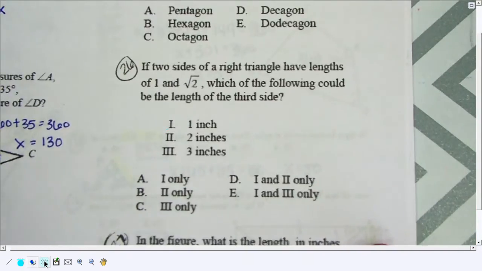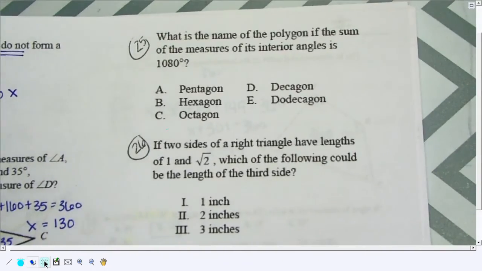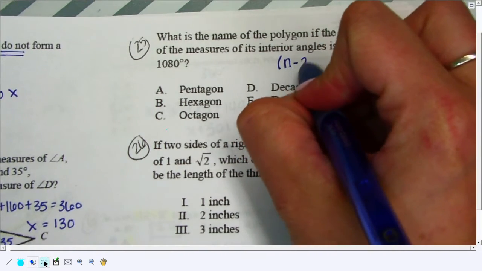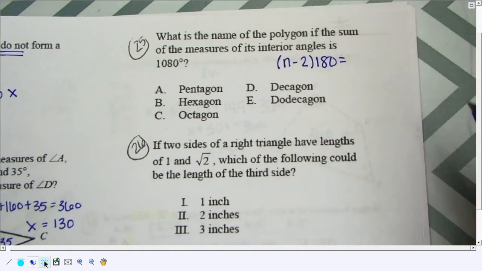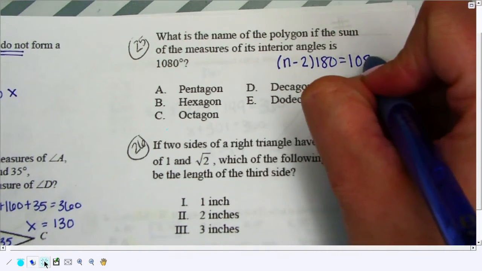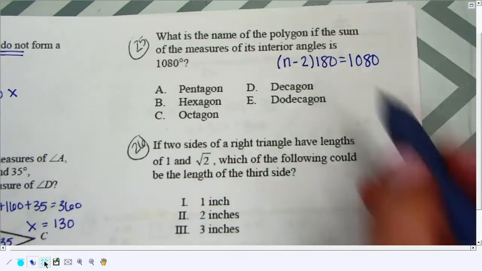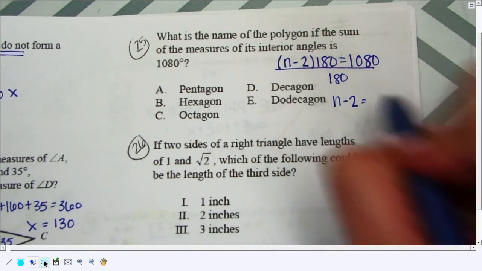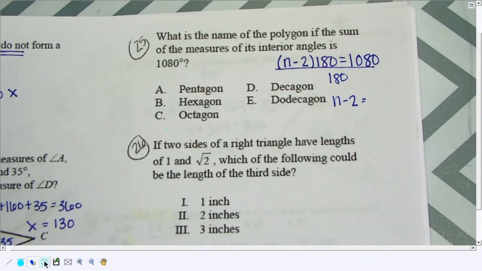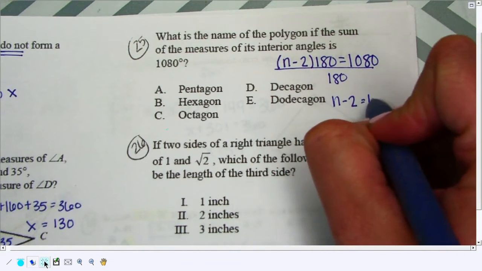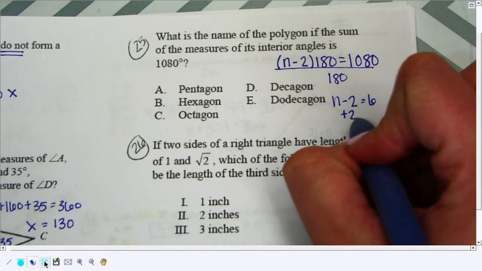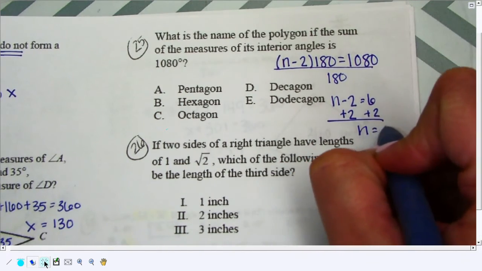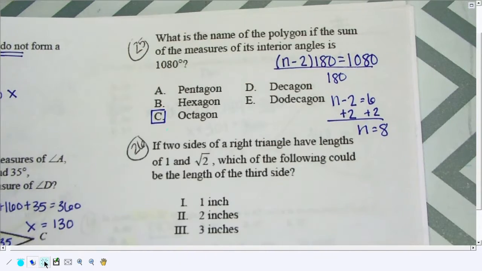25, what is the name of the polygon whose sum of the interior angles is 1080? So we're looking for the number of sides. So the way you set this up is (n minus 2) times 180 equals 1080. So the first thing you want to do is divide both sides by 180. So you will get n minus 2, and then 1080 divided by 180 is 6. And then you have to add 2. So n is equal to 8, and an 8-sided figure is called an octagon.